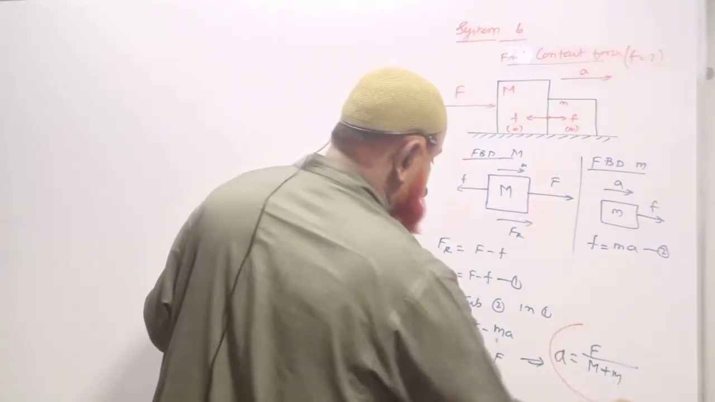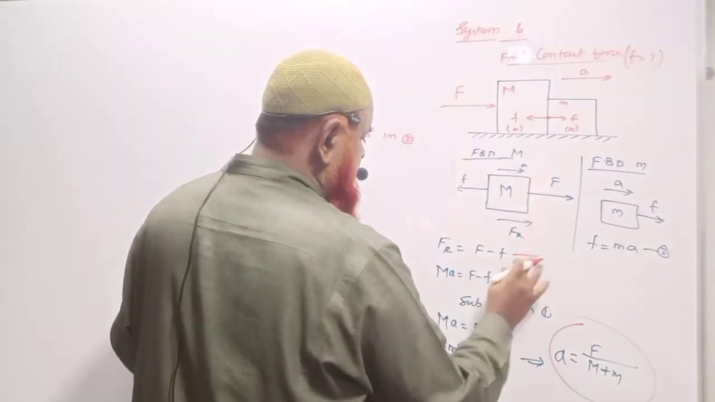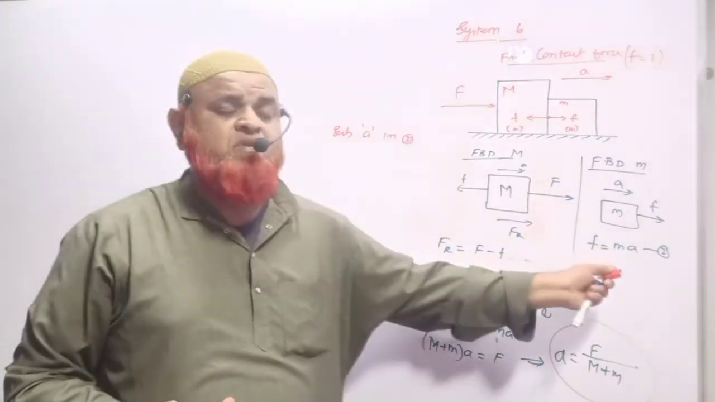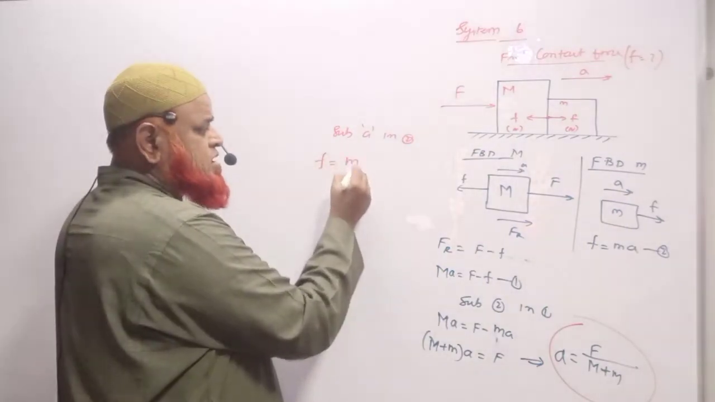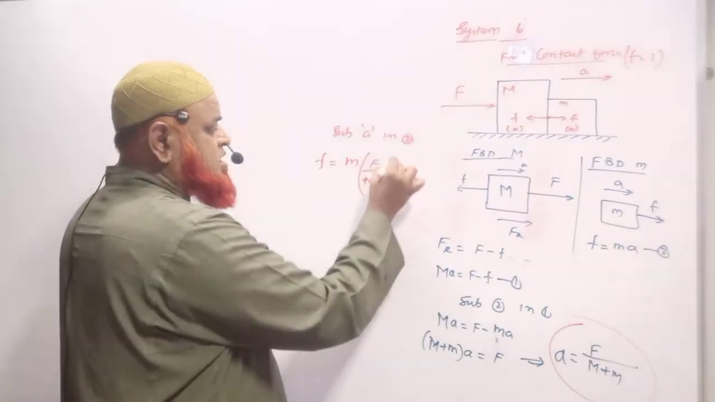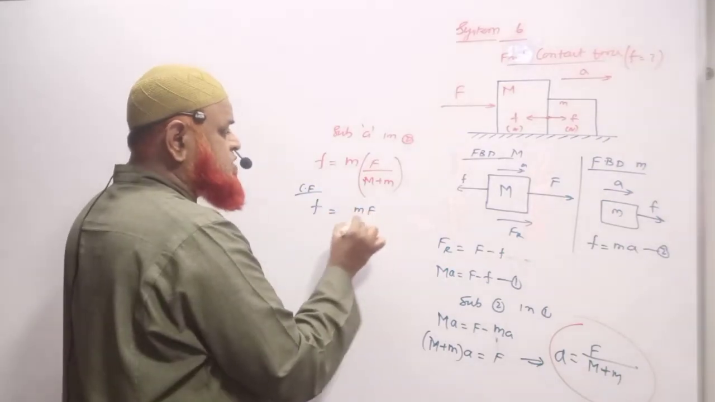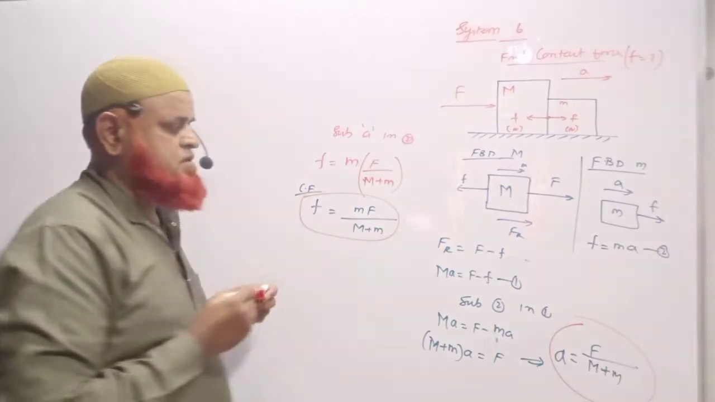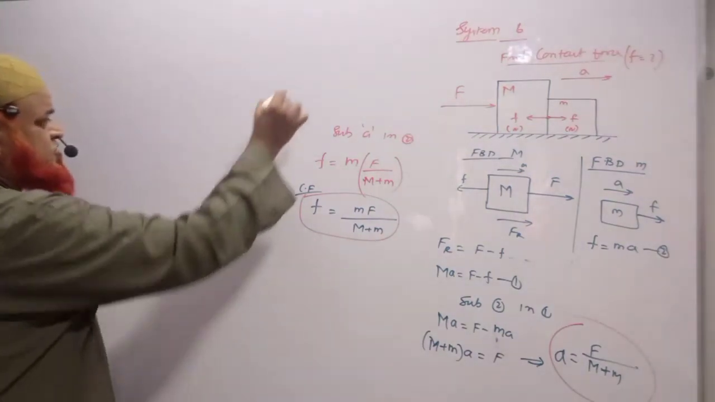Once you get the acceleration, it's very easy to find the contact force. Substituting A in 2, you can also substitute in 1, and you will get the same answer, but it is better to choose the easier option, which is 2. So small f is equal to m into A, and A is nothing but capital F by (capital M plus small m). Therefore, finally, the contact force small f is equal to small m into capital F by (capital M plus small m). This is called the contact force. Understood? Then you can find these types of problems.